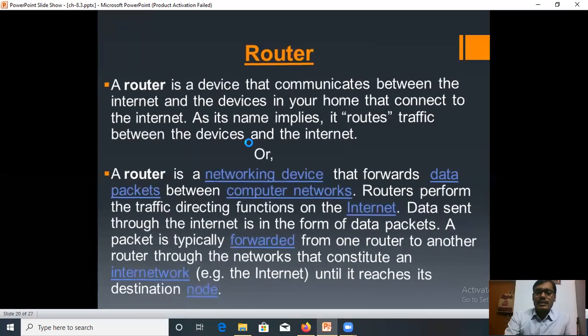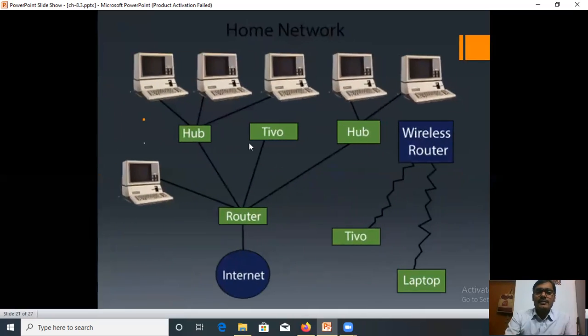So when you see this picture, you will be able to understand how routers work. You can see the router is connected to the internet. It is directly connected to the internet, and it can supply internet services to many different computers. And the router can also be wireless. Wireless routers are also there in the market. You can also use wireless routers.